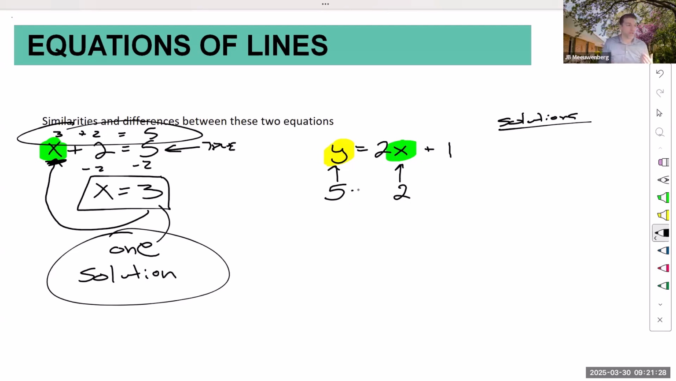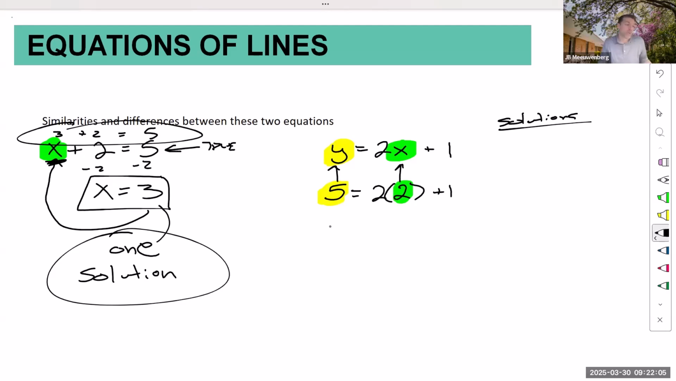If we put the rest of the problem back together and just look at the 5 and the 2, does that give us a true statement? 5 is equal to 2 times 2 plus 1. Well, yeah, 2 times 2 is 4, and 4 plus 1 is 5. So this is a true statement. If I use the number 5 as my y value and the number 2 as my x value, then what I get is a true statement. So now my next question is, can you come up with other combinations of x's and y's that could possibly make it true?